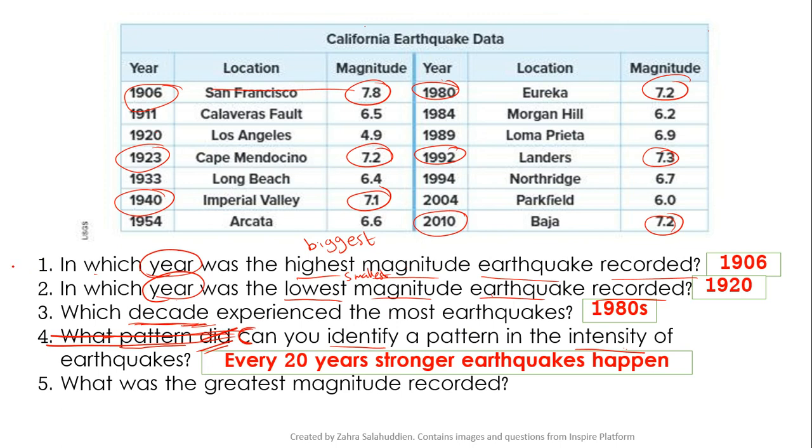Okay, so I gave you an example of if they ask you for the year, but if they do not ask you for the year, then you will not see the word year in the question. In this question, it just said greatest magnitude. There is no word that says year. So what was the greatest magnitude recorded? We are only going to give this answer, not look anywhere else, and that is 7.8.